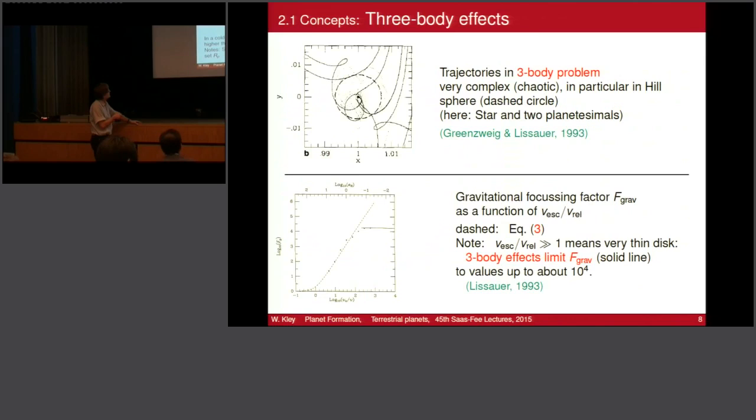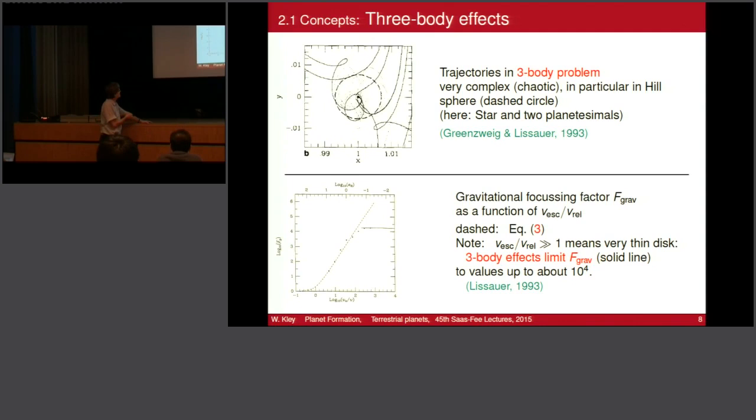So initially, for very small relative velocity, it fits excellently. But if we then come into this regime here, we have a cutoff at something like 10 to the 4 due to these three-body motions. So we can see we can increase the effective geometric cross-section by a factor of a maximum of 10 to the 4. Which is a lot, okay? But typical values will be smaller. So this is the optimum value here for very large escape, let's say, or very small relative speeds with respect to the growing object. Okay, so for very cold and thin disks, basically.